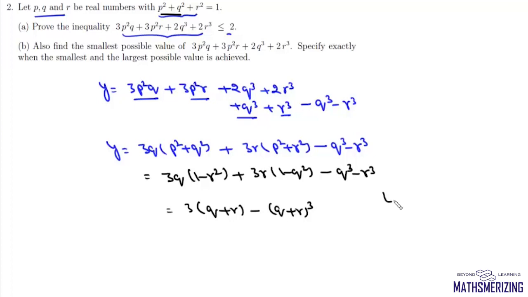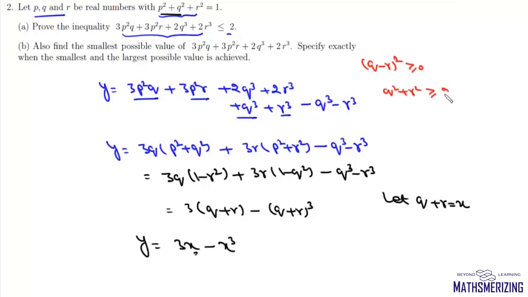Now what we'll do is we'll let q plus r as some x, then this y will be 3x minus x cube. Now here we need to find range of x also. Now we know that q minus r whole square is greater than or equal to 0. We can write q square plus r square is greater than or equal to 2qr, and if we add q square plus r square, we can write 2 times q square plus r square, it will be greater than or equal to q plus r whole square.